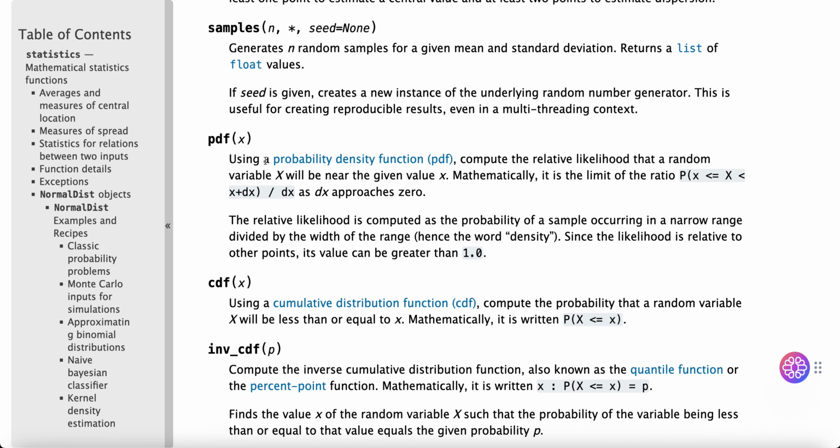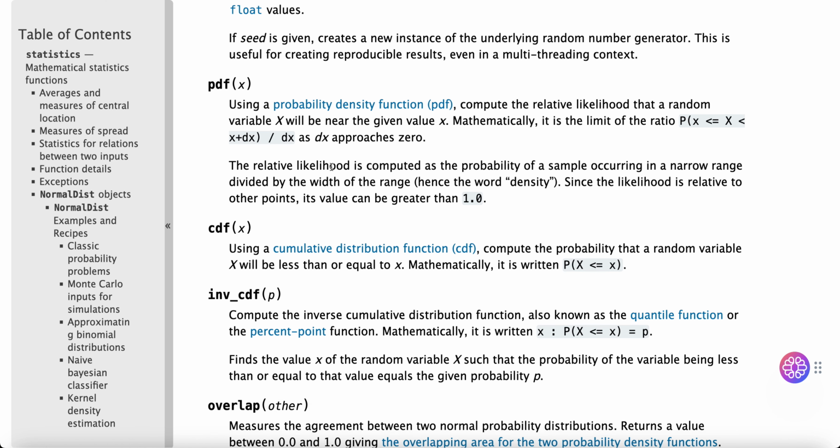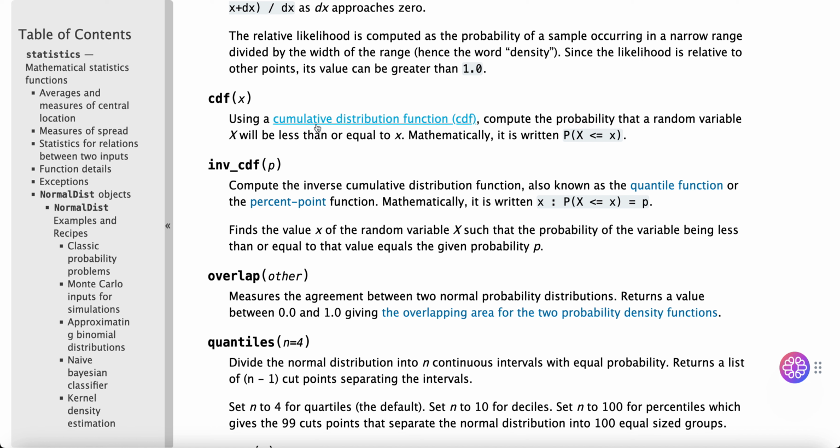pdf(x). Using a probability density function, PDF, compute the relative likelihood that a random variable X will be near the given value x. Mathematically, it is the limit of the ratio P(x <= X < x+dx) / dx as dx approaches 0. The relative likelihood is computed as the probability of a sample occurring in a narrow range divided by the width of the range. Hence the word density. Since the likelihood is relative to other points, its value can be greater than 1.0. cdf(x). Using a cumulative distribution function, compute the probability that a random variable X will be less than or equal to x. Mathematically, it is written P(X <= x).